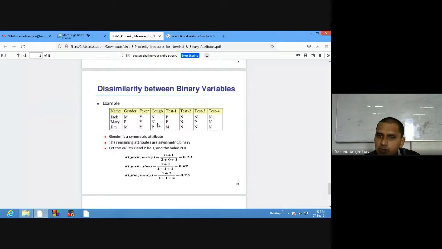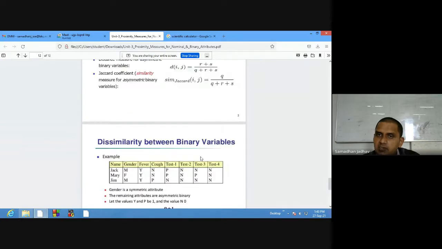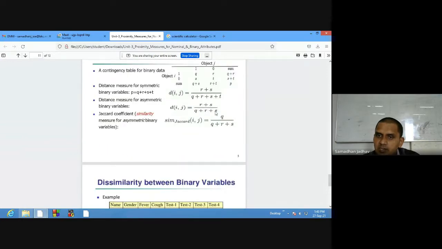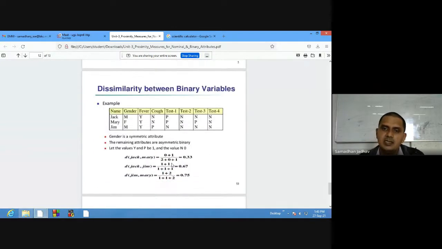Cough, no, so don't count. Test 1, positive, so it's 2, right? Second count. NN, NP, NN, so don't count. Okay, so what is Q? The number of attributes having value 1 for both object I and J, that is Jack and Mary, it's 2 attributes. So Q is equal to 2, right? That is why, see, in the denominator it's what? Q plus R plus S, right? So Q equals 2. See here, Q plus R plus S, and then R plus S is on the upper side. So see here, Q is 2.